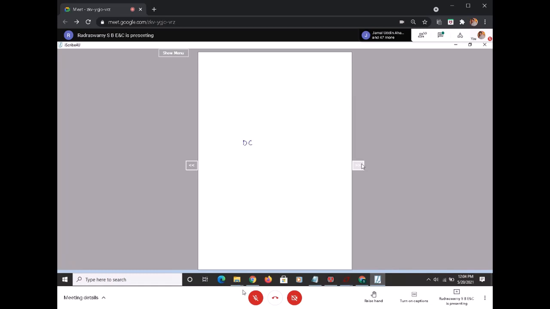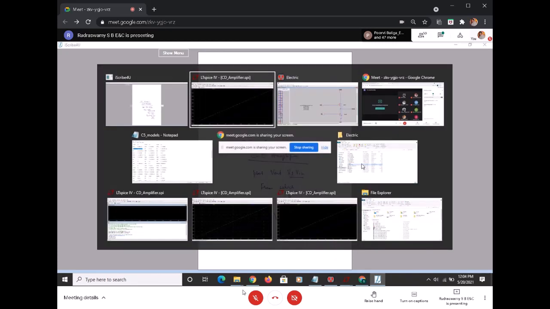So from DC analysis for the common drain amplifier, when we plot V out versus V in, we should see from which voltage onwards my V out is following V in, and that voltage is your biasing voltage for M1. That's what we could see from this.